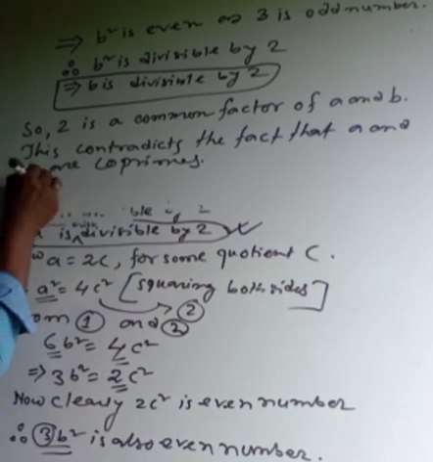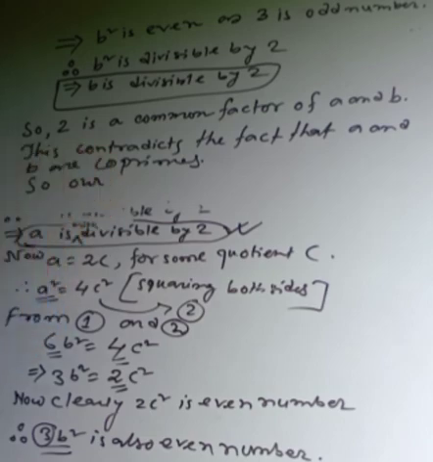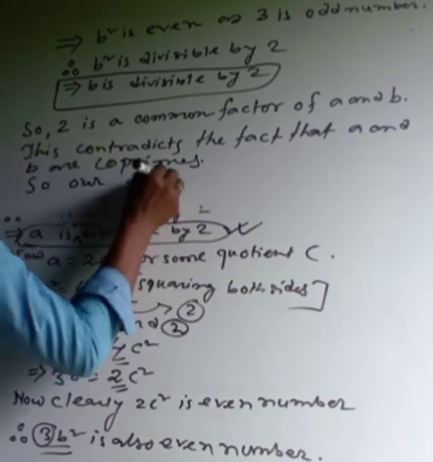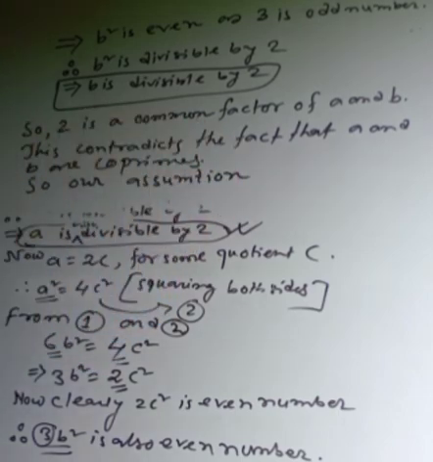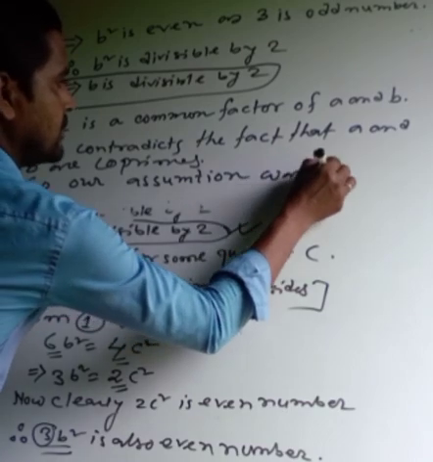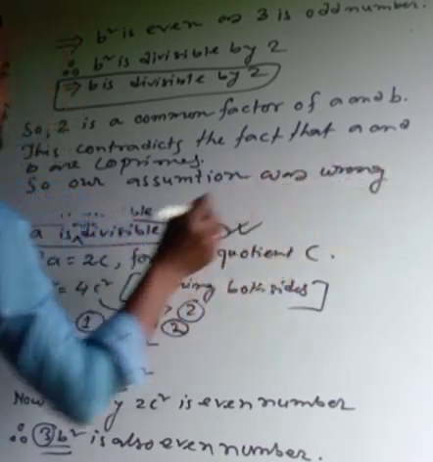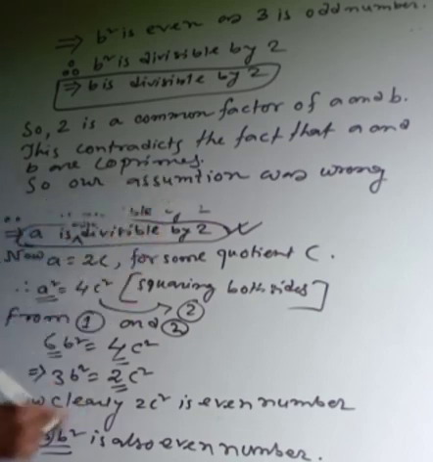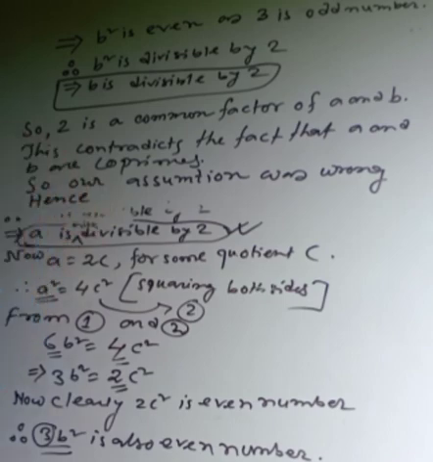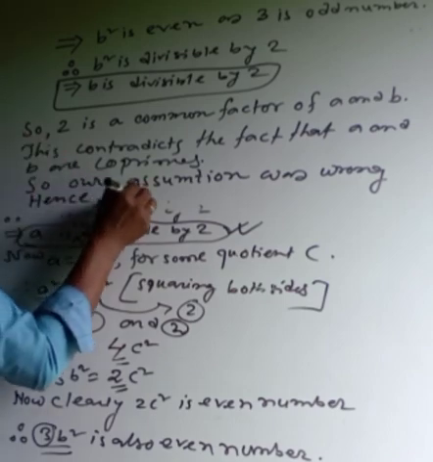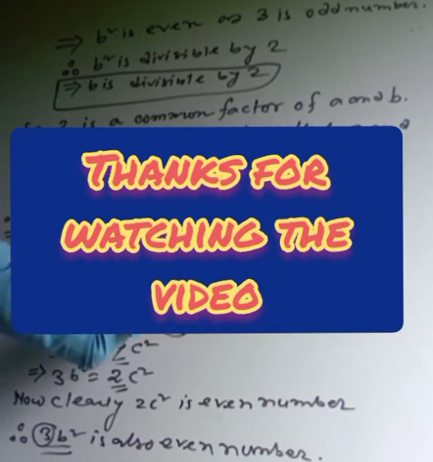So our assumption was wrong. Assumption means what we have considered, what was our thinking. So all these are wrong. Hence root 6 is an irrational number.